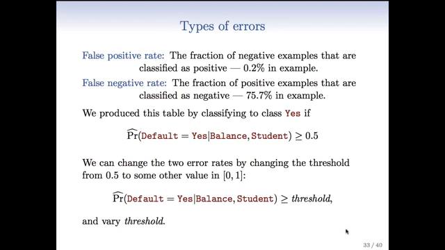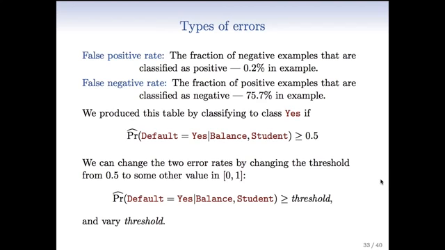We call the false positive rate the fraction of negative examples that are classified as positive, right? So they're false positives. In this case, that was the 0.2%. And the false negative rate is the fraction of positive examples that are classified as negative, the 75.7% in this case. Now, we produced the classification table by, intuitively, classifying default as yes if the probability of default was bigger than 0.5. Okay? But it gave us this very lopsided false positive and false negative rate.